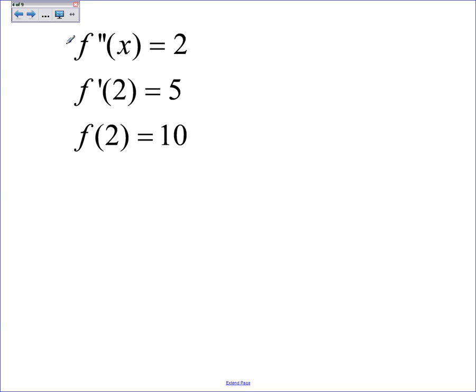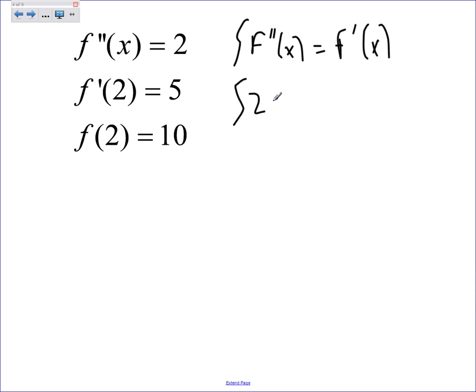Here's another example where we're given a second derivative, then an initial condition about the first derivative, and then an initial condition about the function. So we're going to do this in 3 steps. It turns out that the antiderivative of the second derivative is the first derivative, which makes sense, because the derivative of the first is the second. So we're going to anti-differentiate 2 dx, and we get 2x plus c.